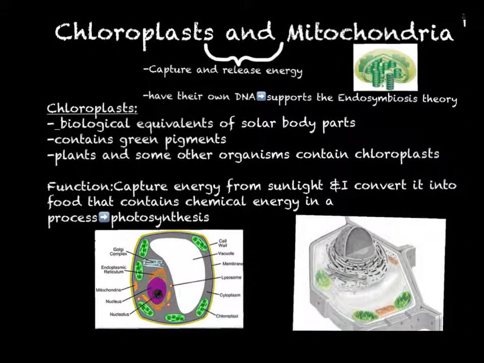Chloroplasts and mitochondria both capture and release energy and have their own DNA that supports the endosymbiosis theory. Chloroplasts are biological equivalents of solar panels, and they contain green pigment. Plants and some other organisms contain chloroplasts. The function of a chloroplast is to capture energy from sunlight and convert it into food that contains chemical energy in a process called photosynthesis. In these two graphics, the chloroplasts are located here and here.